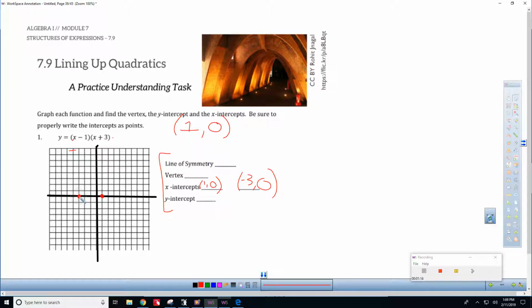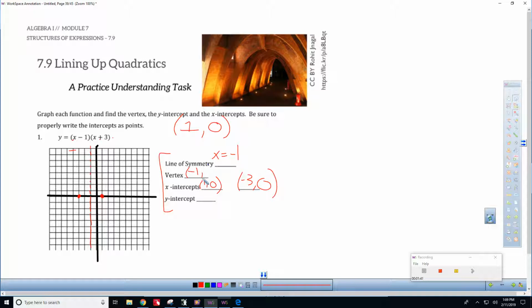Well, now that you've found the intercepts, you should imagine that the axis of symmetry is going to be right in between the intercepts, right? Because these parabolas are symmetric. So now we know the axis of symmetry is x equals negative 1. So if I wanted to find my vertex, Carson, what would I put in for my x? I would put in a negative 1, because the vertex has to lie on the axis of symmetry.